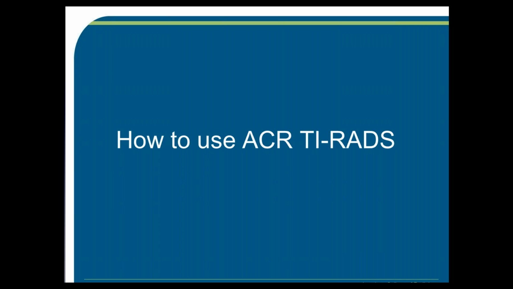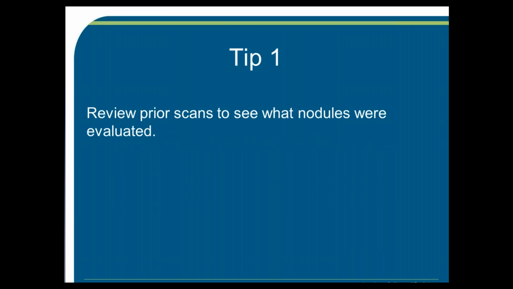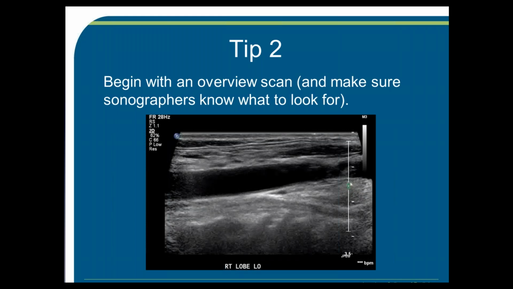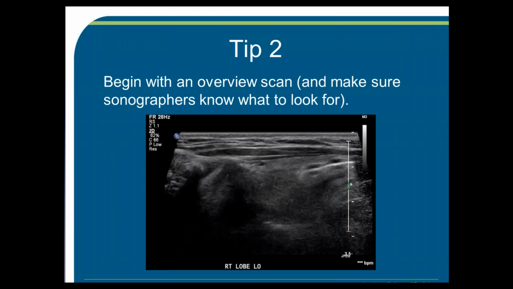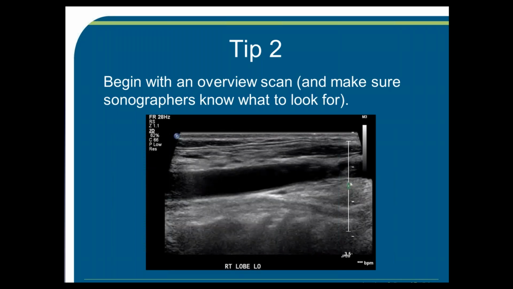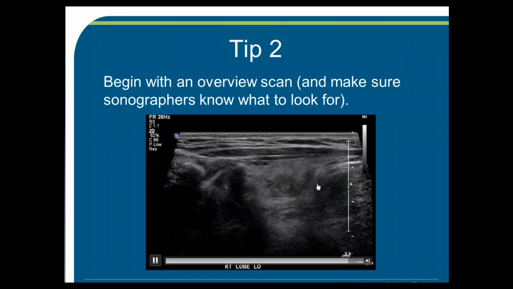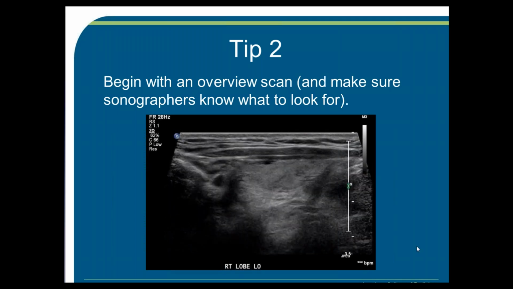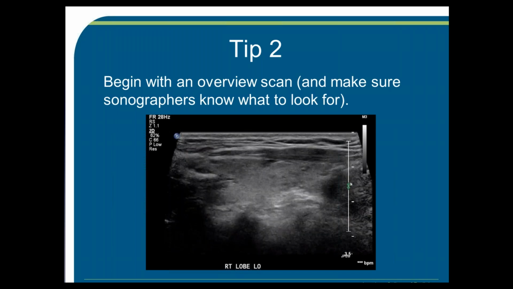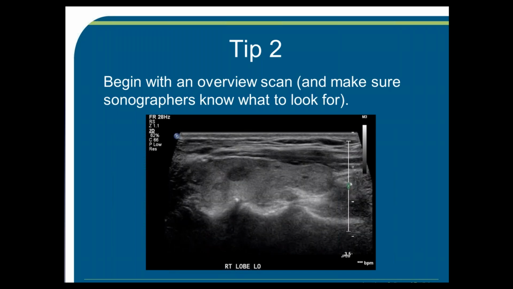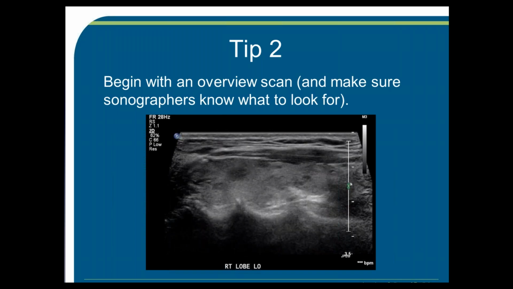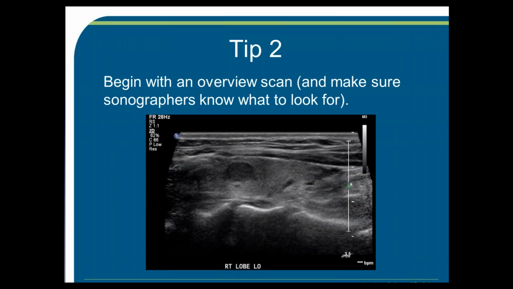Finally, some practical points on how to use ACR TI-RADS in your practice. First, review prior scans to see what nodules were previously evaluated. This helps you home in on the same nodules on a subsequent scan. Second, it's valuable to do an overview scan. And again, it's important for the sonographers to know what to look for. So essentially start by scanning through the entire gland. In this case, we're just looking at the right lobe, but start with the entire gland and get the lay of the land, as it were. Decide what nodules look more suspicious, which less suspicious, and that will help determine which nodules warrant further imaging.